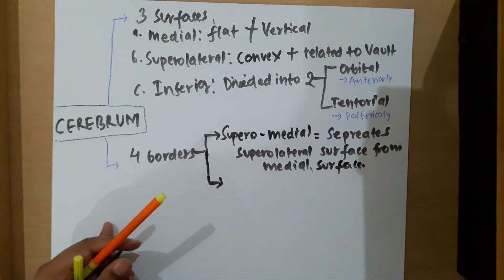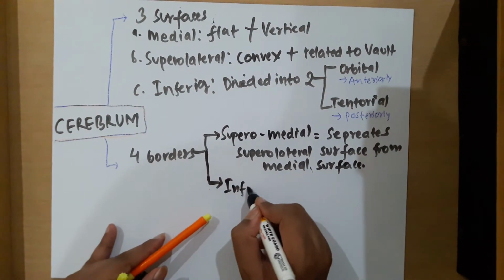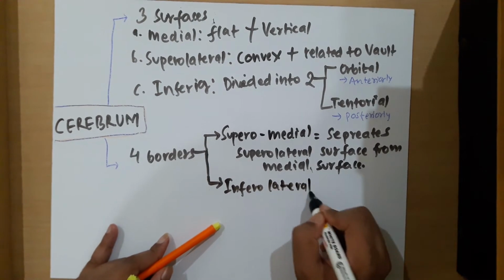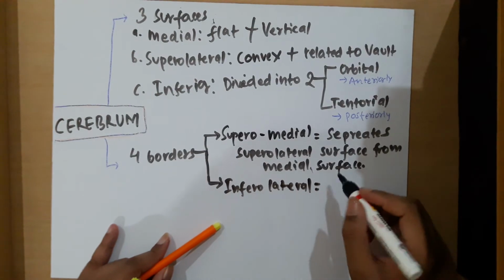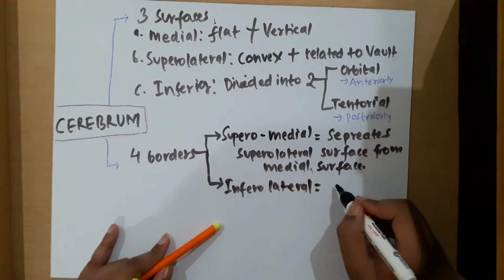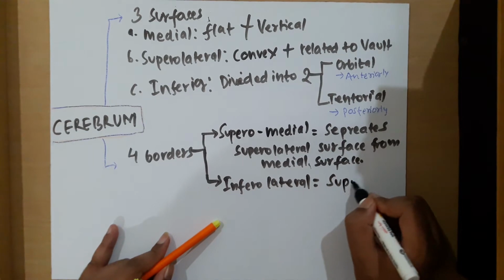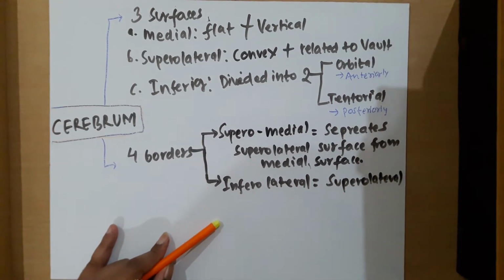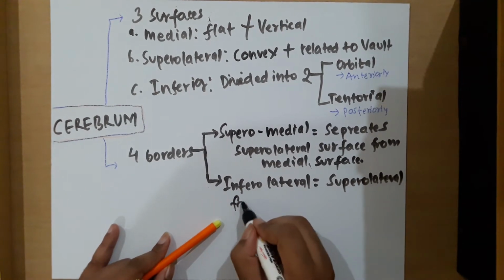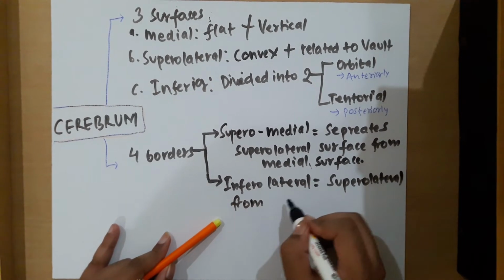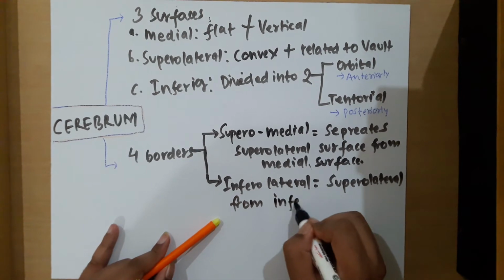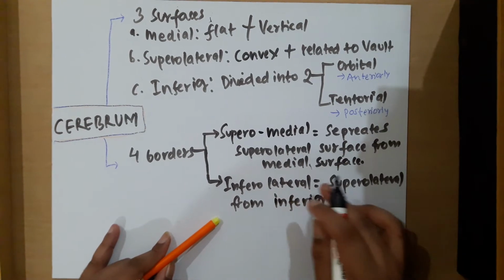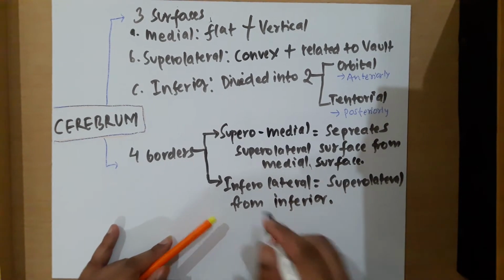The second border is inferolateral. This inferolateral border is separating the superolateral surface from the inferior surface. I hope you understand.